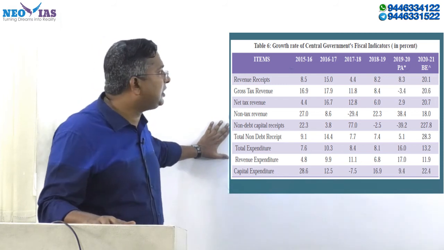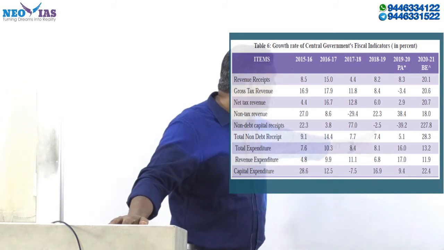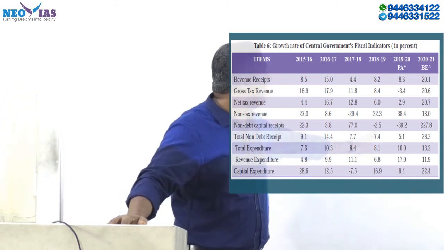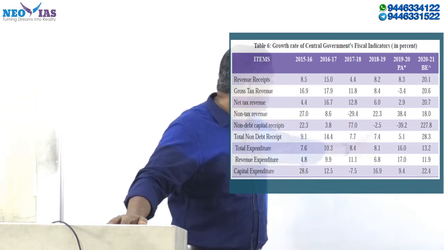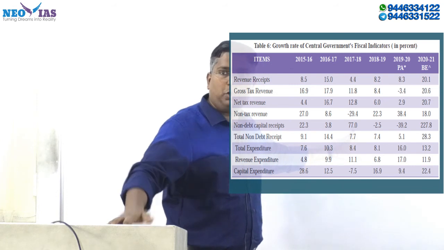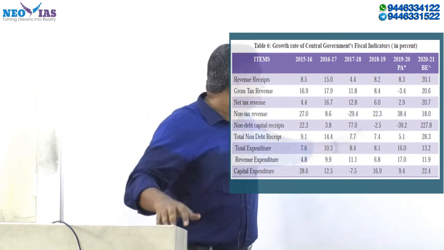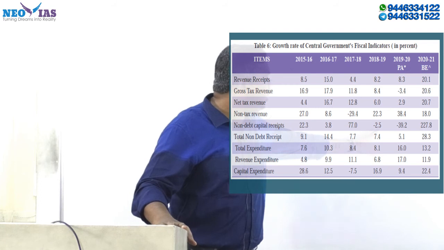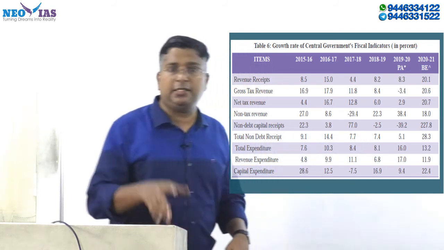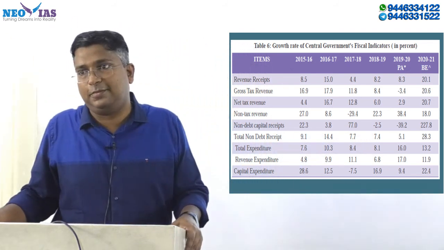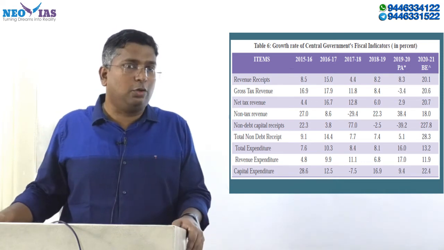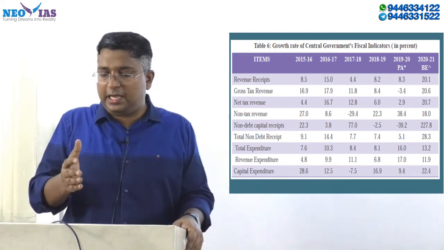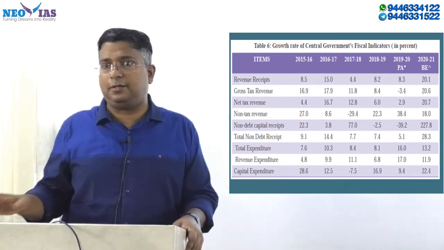Non-debt capital receipts started falling, with negative growth. So negative growth means what? You have to understand common sense. The non-debt capital receipts in 1819 is lower than what we collected in 1718. That is the meaning of negative growth. Yes or no? If it is negative growth, how much they collect that year is lower than the previous year. That's common sense.